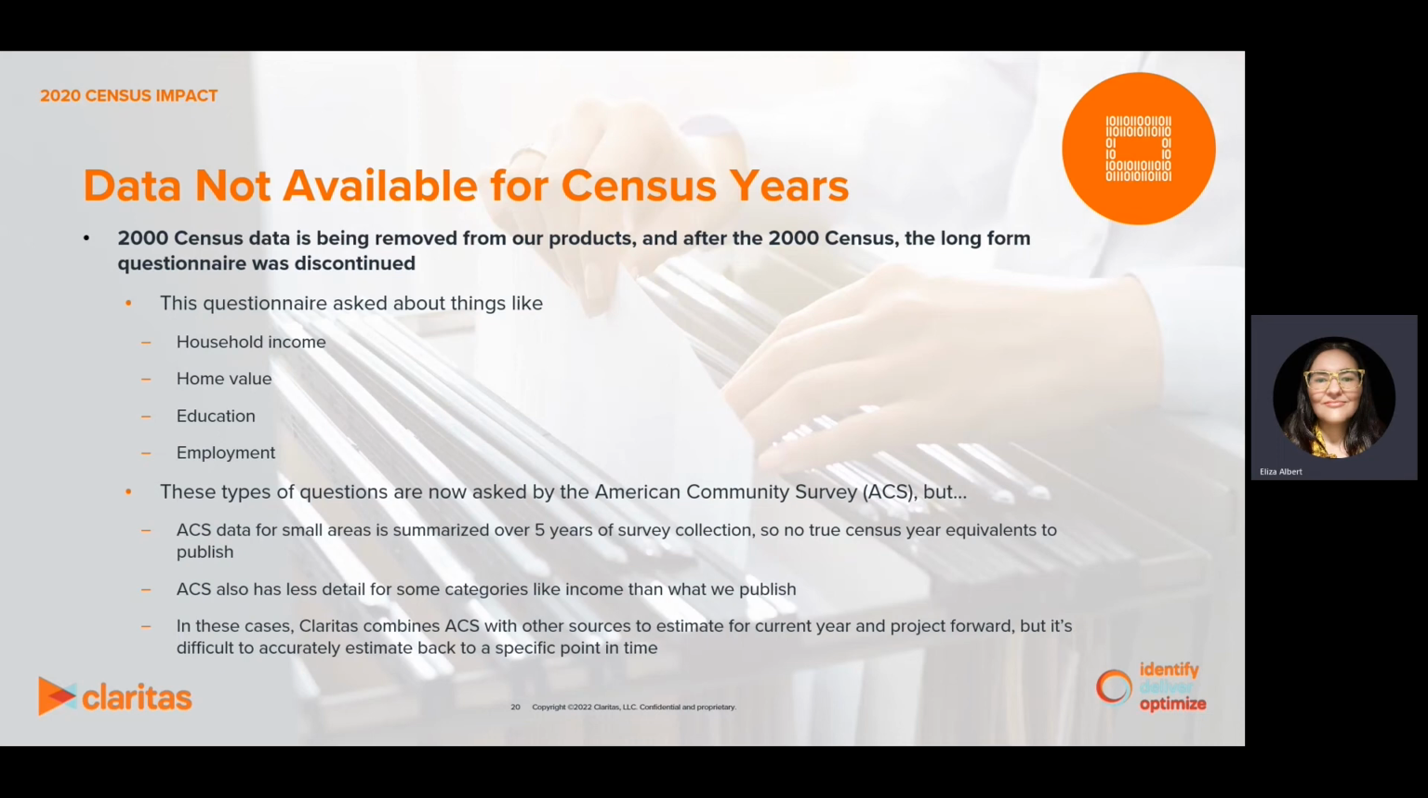The ACS also has less detail for some categories, like income, than what we publish in our products. So in these cases, Claritas combines ACS data with other sources to estimate for the current year and project that forward. But it's difficult to accurately estimate back to a specific point in time.